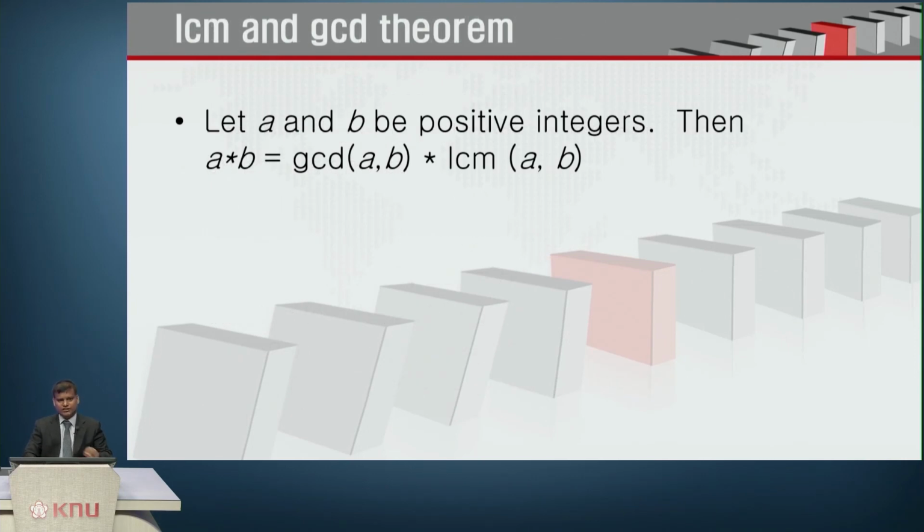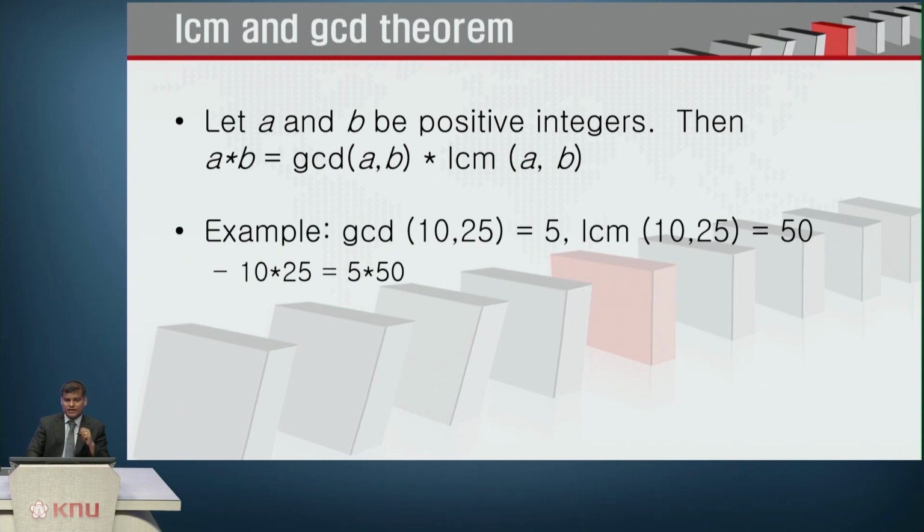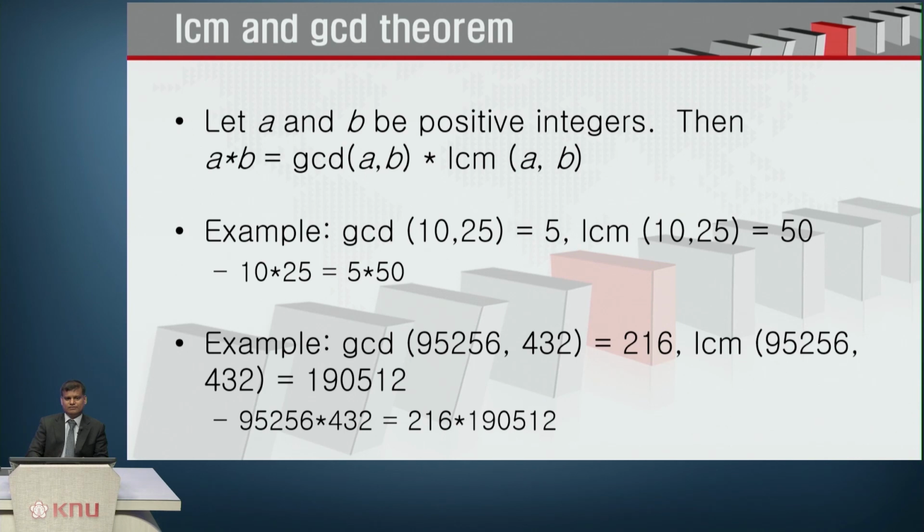Now these two LCM and GCD theorems: let a and b be positive integers, then a times b is GCD of a comma b times LCM of a comma b. Here, GCD of 10 comma 25 is 5 and LCM of 10 comma 25 is 50. So 10 times 25 equals 5 times 50. Do you see a relation there? Yes. You can take a larger example with larger numbers, 95,256 comma 432, the GCD of that and LCM of that. You can actually see the relationship. We have come up with the LCM and GCD theorems.